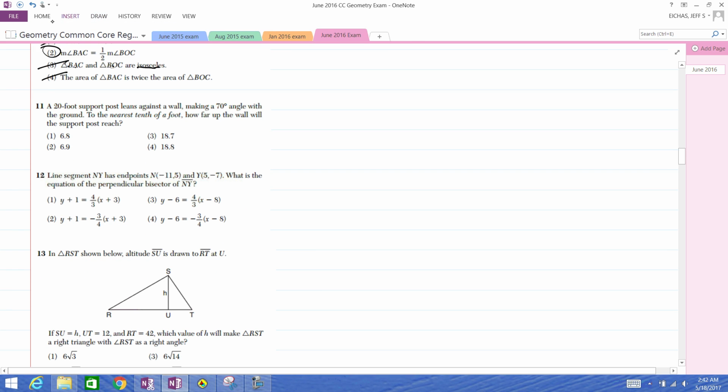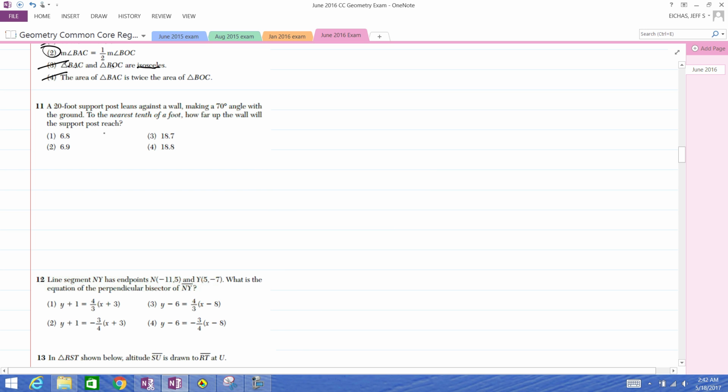We probably need some space in here. Yeah, probably going to be a Pythagorean theorem problem. Or no, actually it's going to be a trig problem. There's an angle there. All right, 70-degree angle, 20-foot support post leans up against the wall. All right, we want that height, and we want a 70-degree angle with the ground.